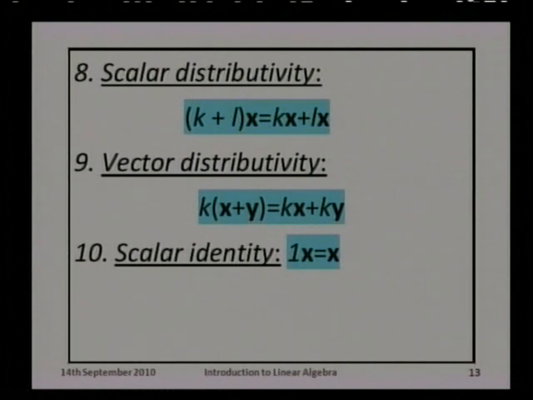Then vector distributivity. So k into (x plus y) is equal to kx plus ky. And the last property related to scalar multiplication is scalar identity. The scalar 1, when multiplied to any vector x, gives x.